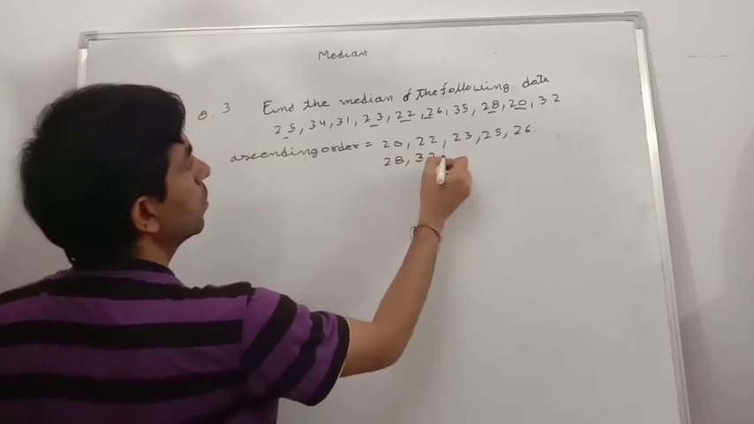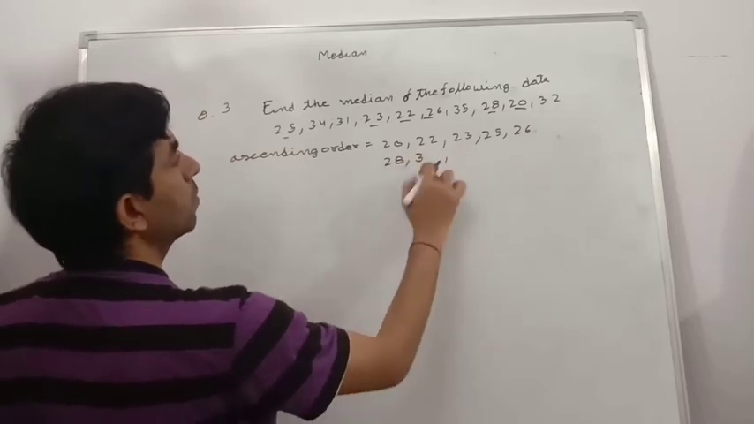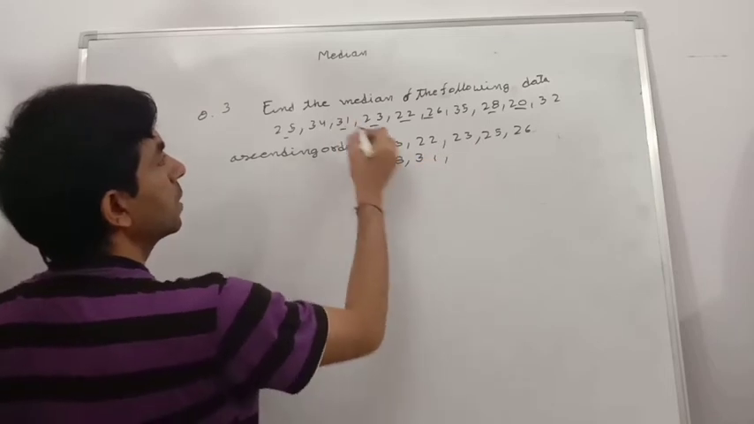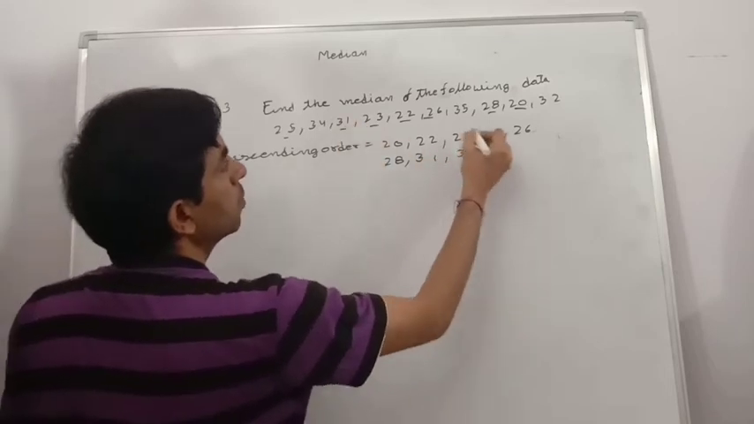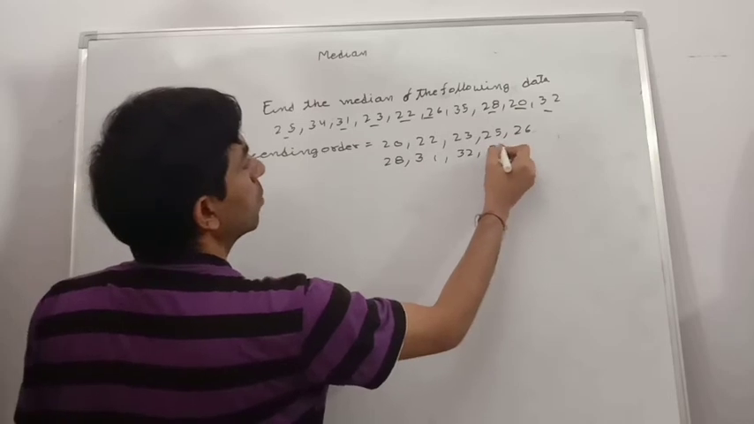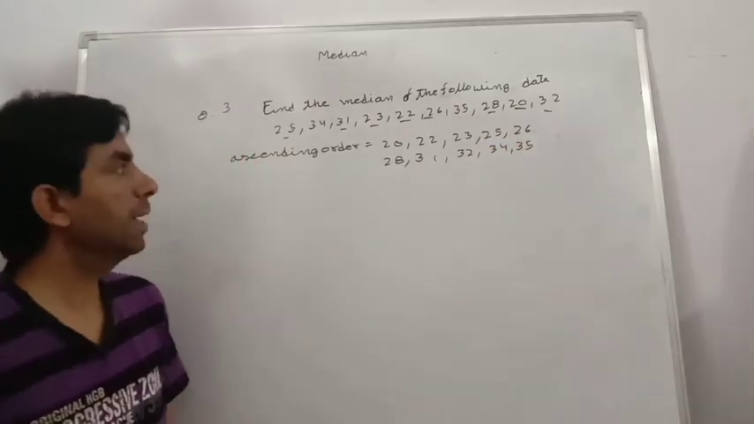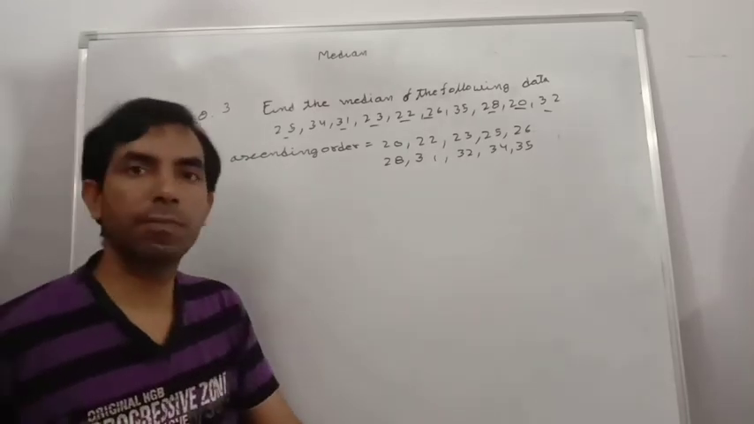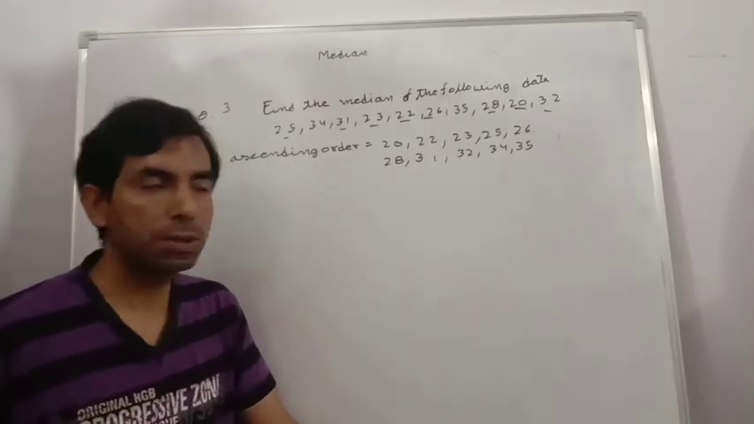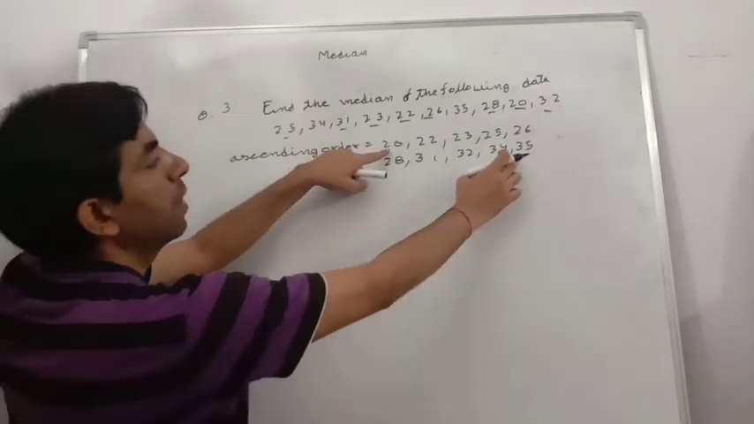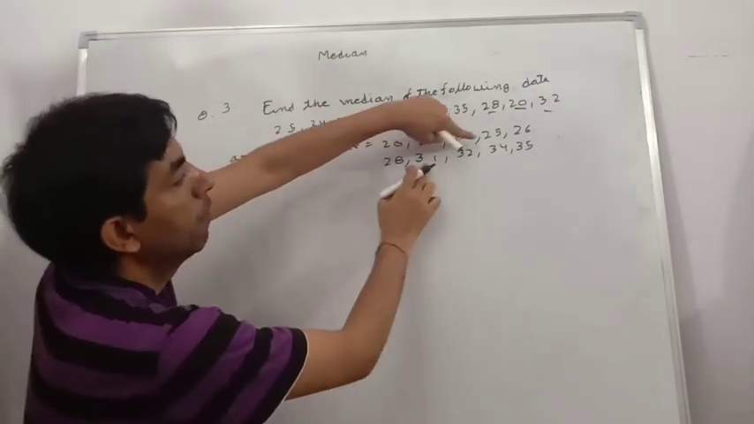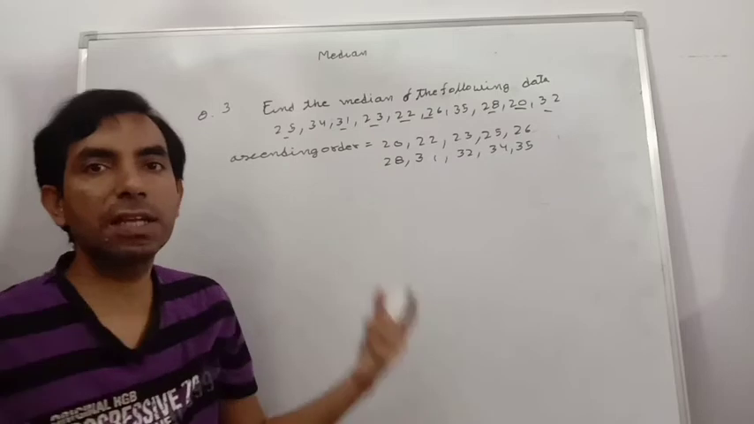32. Sorry, 31. 28, 31, 32, 34 and 35. Here we have given 10 numbers, 10 values. So if you remove both sides 1, 1, 1, 1 and 1, then we got nothing.